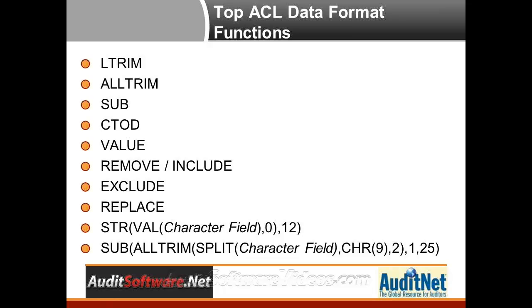The string, val, character field, etc. This almost works better in an example, so I think I'd rather show the last two as examples. But what they're trying to do, in the top one there, the string, val, character field, is pull out the leading zeros in numbers, whereas the sub, etc., is a pretty long-winded way of automatically splitting your tab-delimited fields, and we'll show you that coming up here in a second.